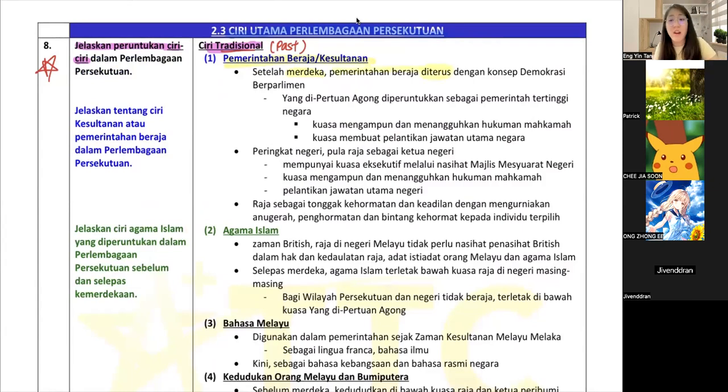Pemerintahan raja diteruskan. Tapi, of course, we need to upgrade lah, okay? So, dengan konsep demokrasi berparlimen. So, the contoh-contoh that I give you guys is the Yang di-Pertuan Agong and also the Raja for the states. Yang di-Pertuan Agong, YDPA. Yang di-Pertuan Agong is the ketua at the negara. And then the Raja or what we call the Sultan for each state is the ketua negeri.